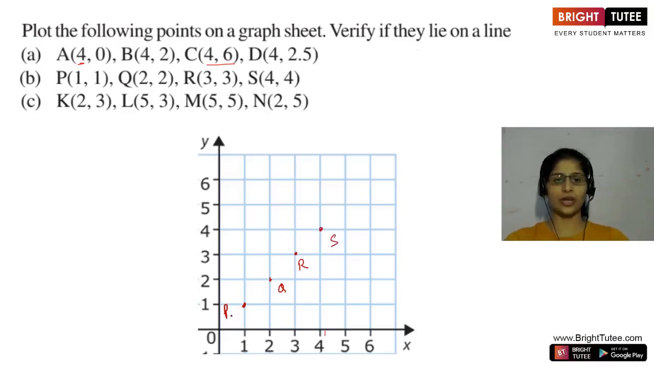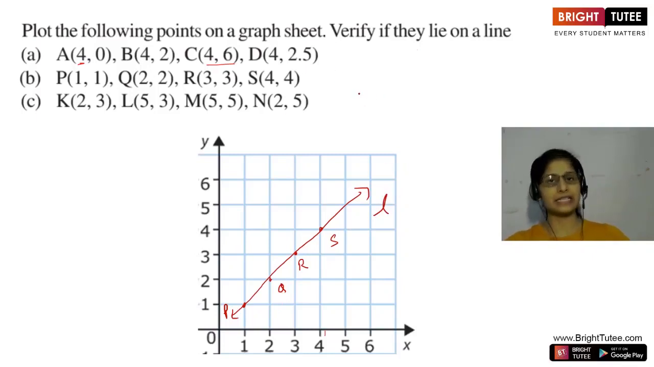Right? So when we join them, definitely a straight line would be formed. Okay, and the name of the line, we can just name it as L, or we can say PS is a line. So yes, all the points are lying on a line. The next is C part.